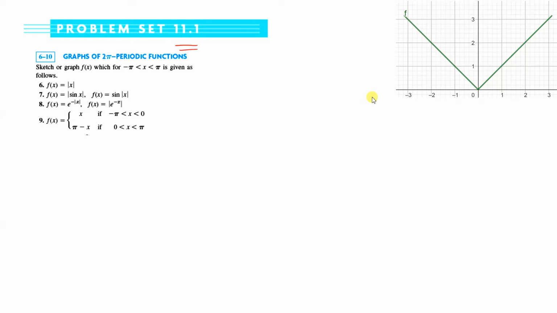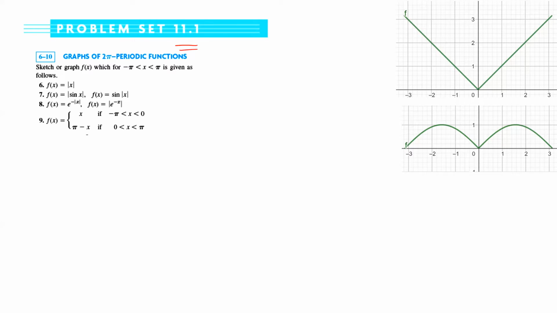f of x is equal to absolute value of sine x. The absolute value means that this is going to be positive for all values of x, so no point of the graph lies below the x-axis. As we know, the graph of sine x looks like this, right? Now, since this is the absolute value of sine x, this wave will also shift up here, right? So you can see this is the graph of the magnitude of sine x, that is, sine x absolute value.